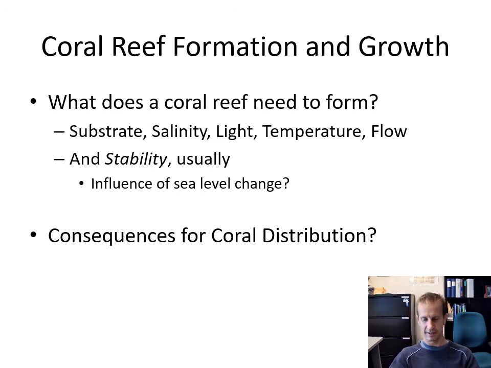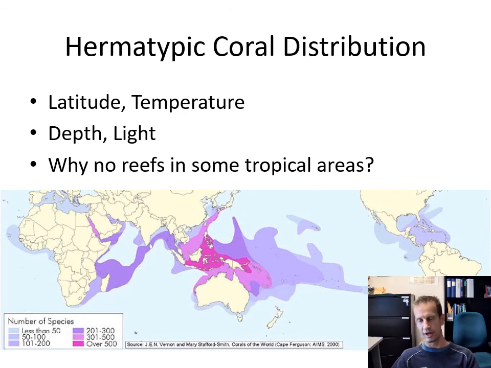And so the consequences of that is that you only have corals growing in the sort of tropical areas where the water temperature conditions are warm and stable and brightly lit year-round. So this shows where corals live, and it's color-coded also by the number of different species of corals that can be found in those areas.